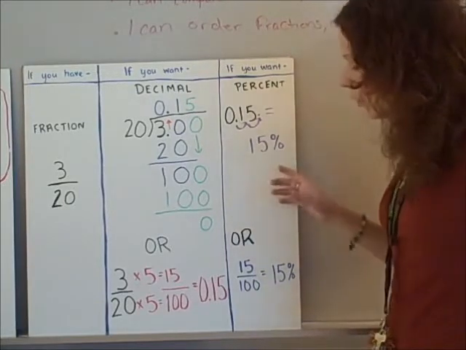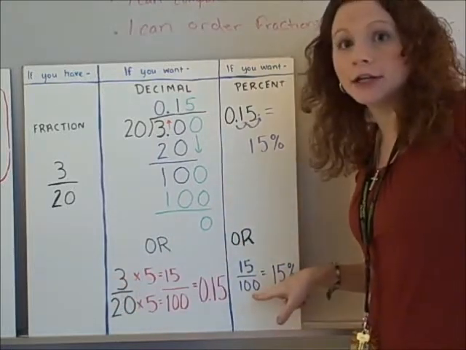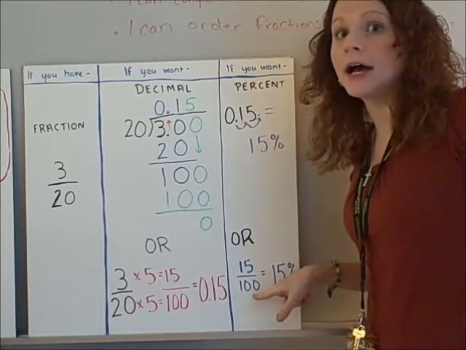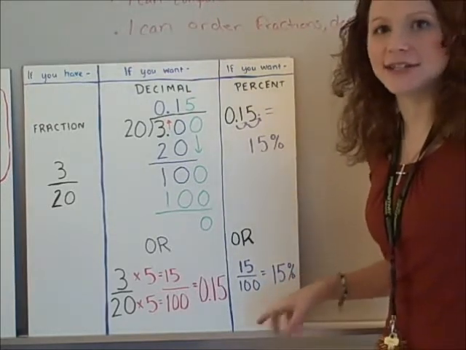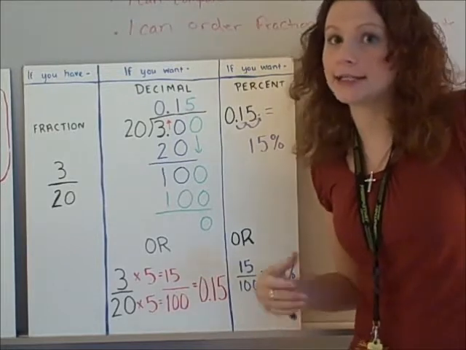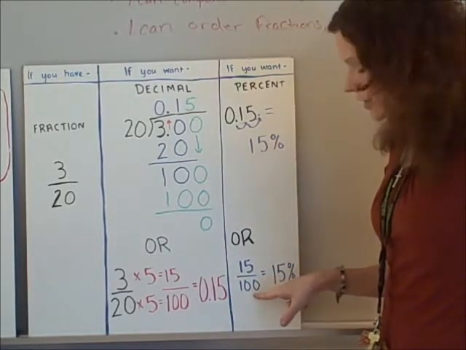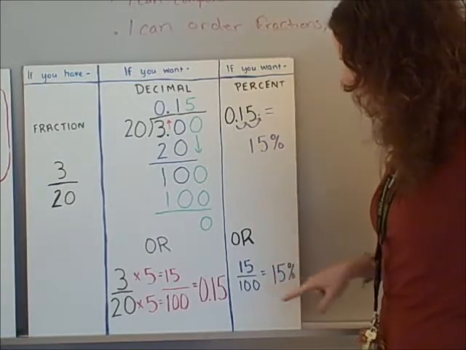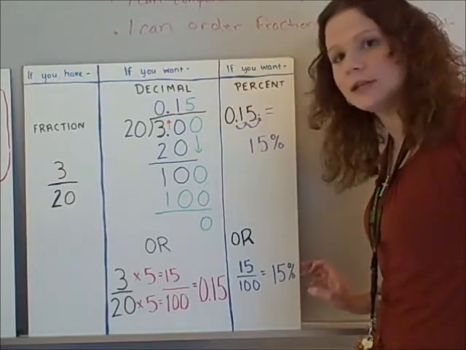Or you can make it a fraction out of 100, because percent is always out of exactly 100. So that means your denominator for a percent is always going to be 100. So if you can change that denominator to 100, you have 15 out of 100, and your numerator, which is your top number, becomes your percent, 15%.